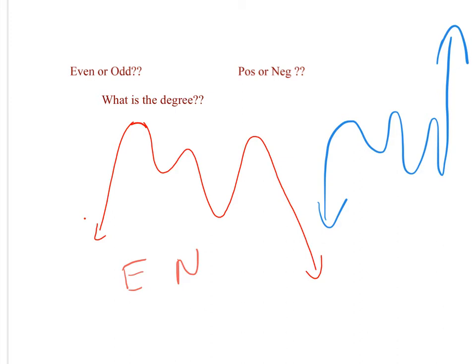This blue function here is an odd function because one side goes up and the other side goes down. The end behaviors are different, and this is going to be a positive function, because it goes up on the right and it goes down on the left. The degree of the red function: all you have to do is count the relative maxes and minimums and add 1. That would be the minimum degree that it is.